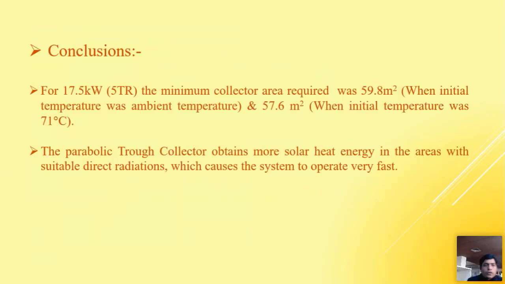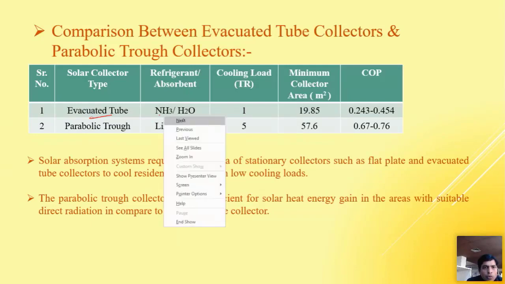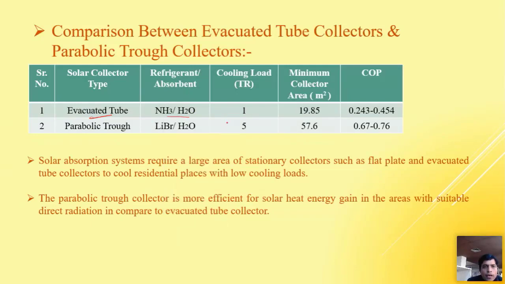Okay, so if we talk about the conclusion, we have already concluded in this way for the comparison. For the evacuated tube collector, when the absorbent was ammonia and water system, for a 1 TR system, the minimum collector area was 19.85 square meters. The COP was this, comparatively not very high. But in case of parabolic trough collectors, see the difference.